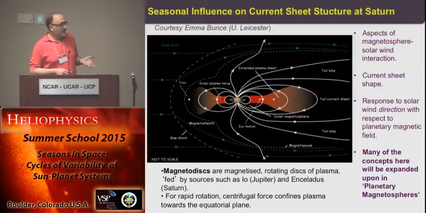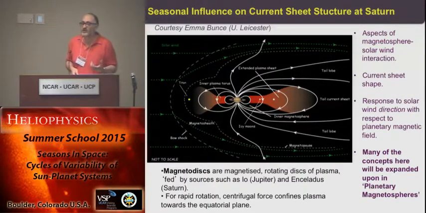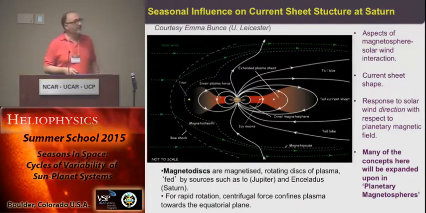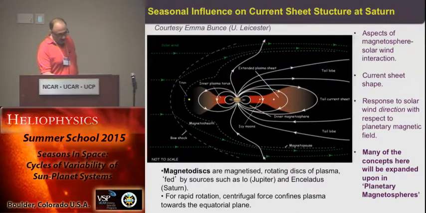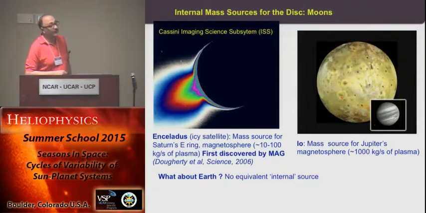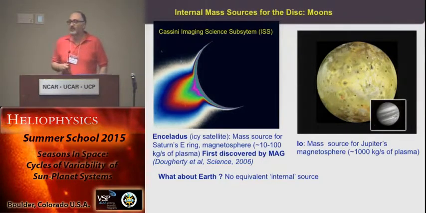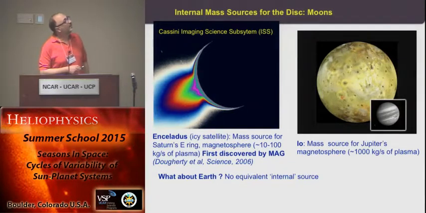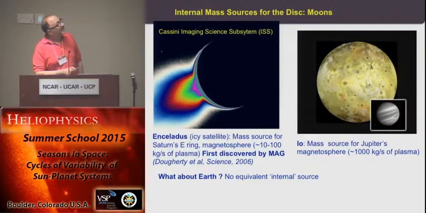So the ultimate source that feeds these disks are moons. So at Jupiter you've got the volcanic moon Io, that's the source of mass, and at Saturn you've got the icy moon Enceladus, which is the principal internal source of mass for this disk-like magnetosphere. Okay, so here's a picture. On the left here, we've got a false color image of the famous water plume that erupts from Enceladus' southern hemisphere through essentially cracks in the ice sheet. And this is the principal source of mass, something like tens to hundreds of kilograms of mainly water group ions per second are added to Saturn's magnetosphere.